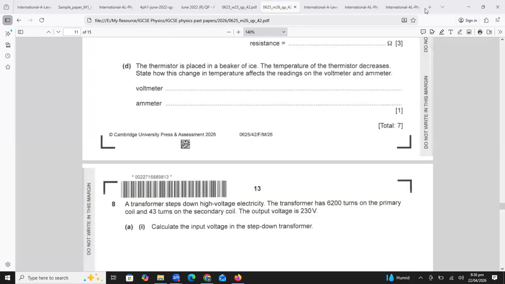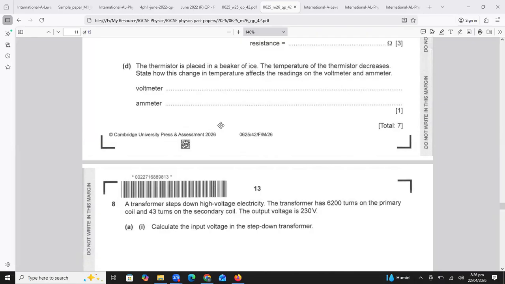In part D, they are saying the thermistor is placed in a beaker of ice. Obviously, a thermistor is a type of resistor whose resistance can be changed with the change in temperature. So now we are placing the thermistor in the beaker of ice. So basically the thermistor temperature will decrease. So as the thermistor temperature decreases, its resistance will increase, because thermistor temperature and resistance are inversely related with each other.